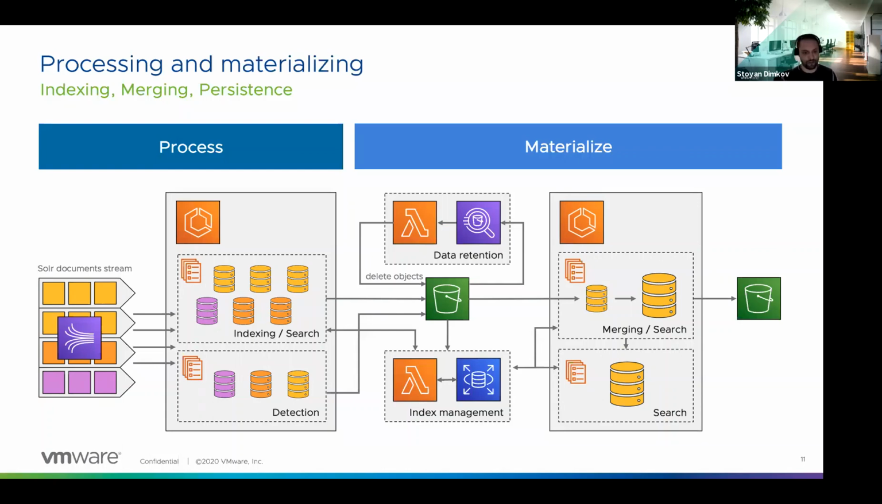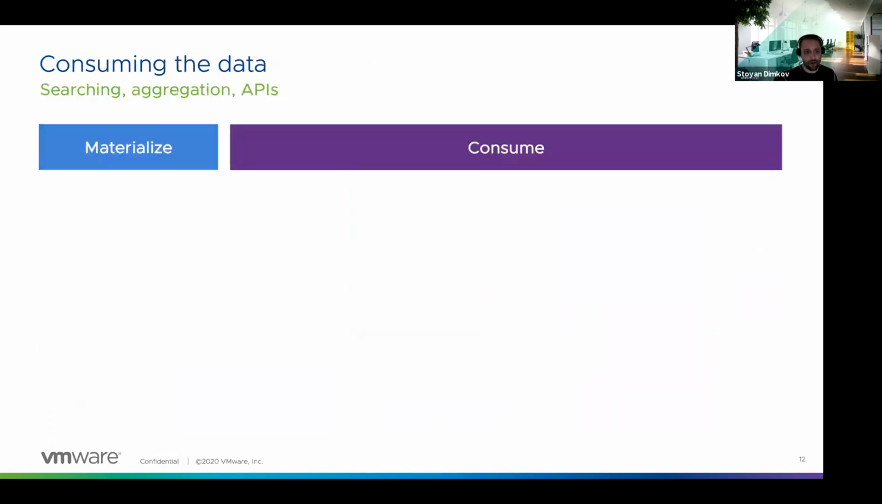But enough about our approach to processing and materialization. The key idea is this. We are splitting it into stages, we are scaling each stage independently, and we are heavily investing in relying on S3 for our availability. That simplifies a lot of things, but let's see how we can consume that data. So in the final layer of our system, we want to consume the data we've just indexed.